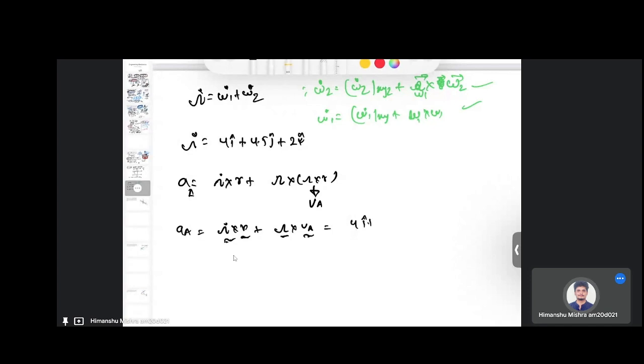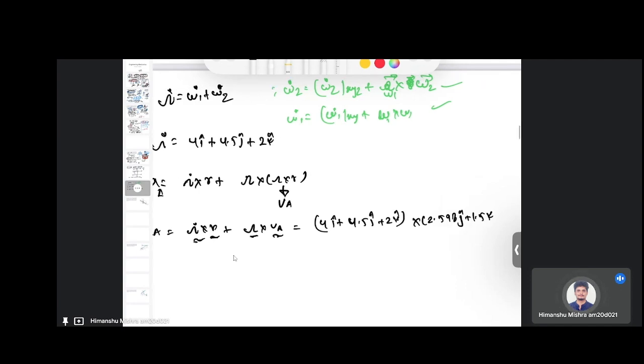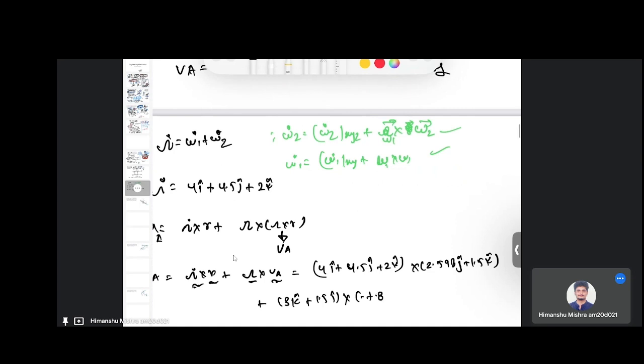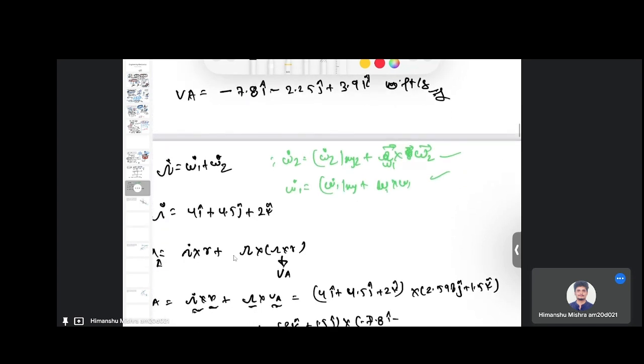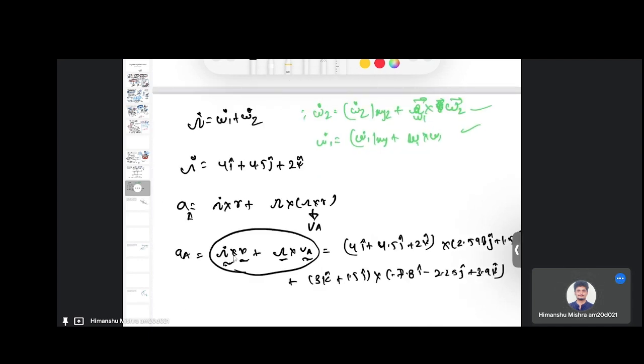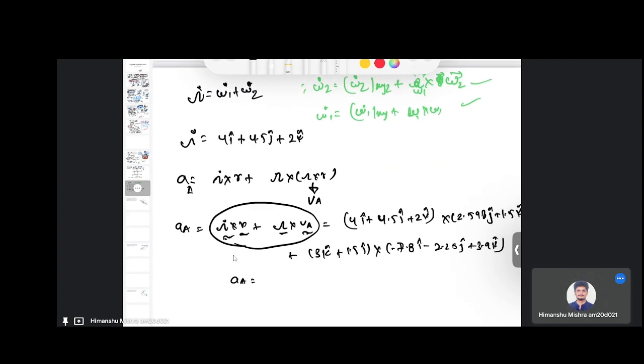So this is 4i plus 4.5j plus 2k cross 2.598j plus 0.5k, plus 3k plus 1.5i cross product with the velocity we have found, which is minus 7.8i minus 2.25j plus 3.9k. So just substituting all these quantities into the formula, we have got this, and now all that is left is to calculate the quantities.